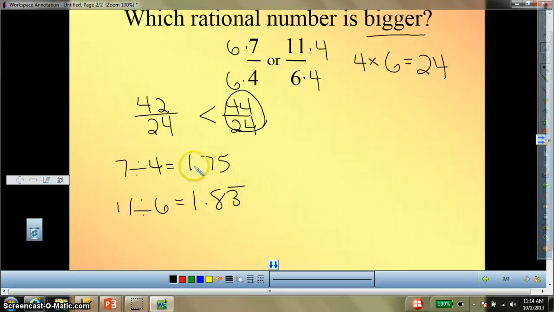Now we compare. 1 and 1 are the same, so their ones place doesn't tell us anything. In the tenths place, 7 and 8. 8 is larger, so this decimal must be bigger.